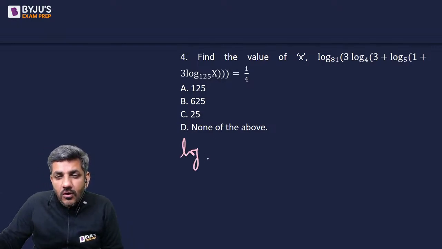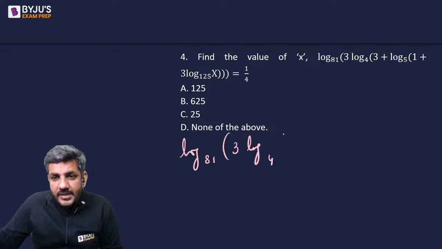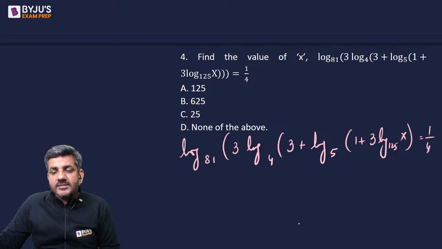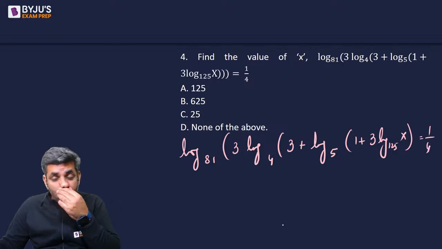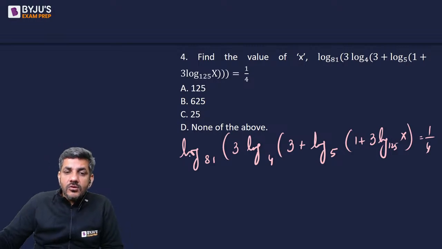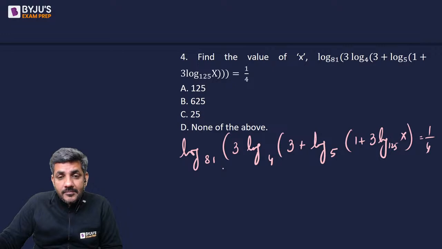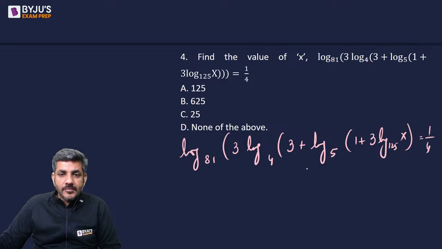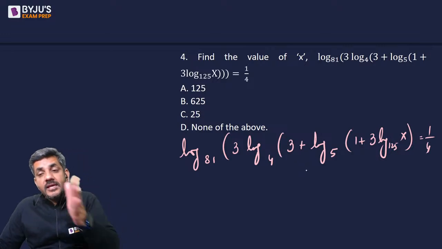It says log of base 81 of 3 times log of base 4 of 3 plus log of base 5 of 1 plus 3 times log of x with base 125. The question says it should be equal to 1 by 4. So how should I go about it? Okay, first of all, it says log to the base 81. Inside, I have thrice of something. It is equal to 1 by 4. So log of something is equal to 1 by 4.